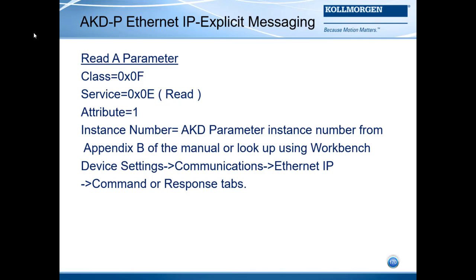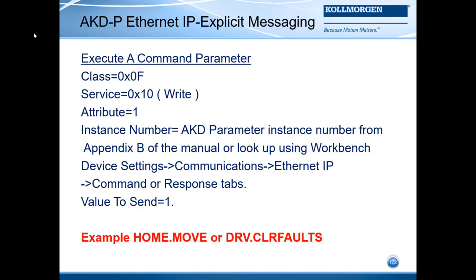To write a parameter using explicit messaging, the class will be hex F, the service will be hex 10 for write, the attribute will be 1, and the instance number will be the AKD parameter instance number from Appendix B of the manual, or lookup using the Workbench GUI by navigating to Device Settings, Communications, Ethernet IP, and the Command or Response tabs.